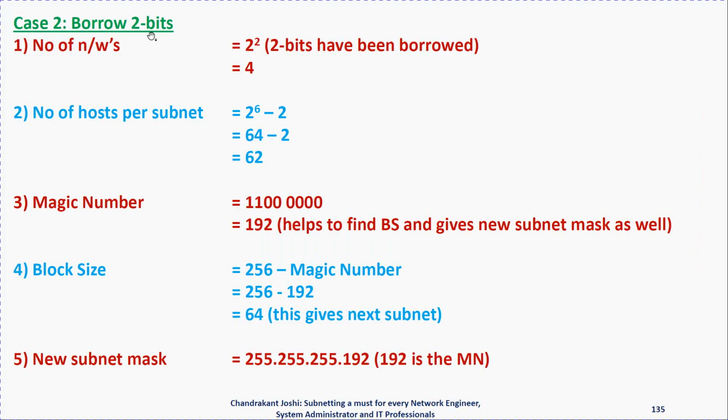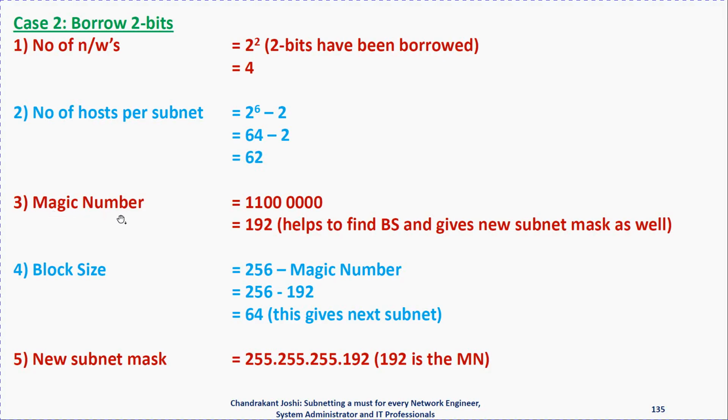Case 2, borrow 2 bits. So if I borrow 2 bits, how many networks are there? 2 power 2, 4. Now how many hosts will be there per subnet? Total 8 bits were there originally for the host portion. Now 2 have been borrowed by the network. So 8 minus 2 is 6. 2 power 6 is 64. So now we have 62 hosts per subnet. So there are 4 subnets. Each subnet will have 62 hosts.